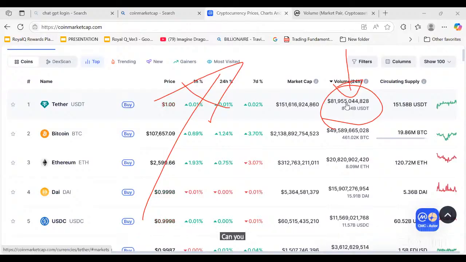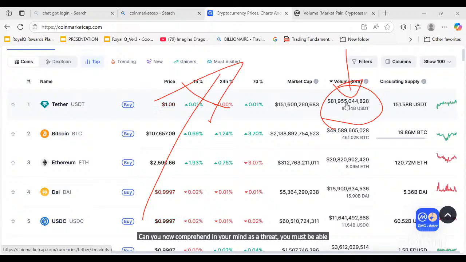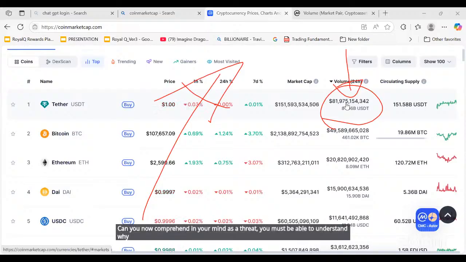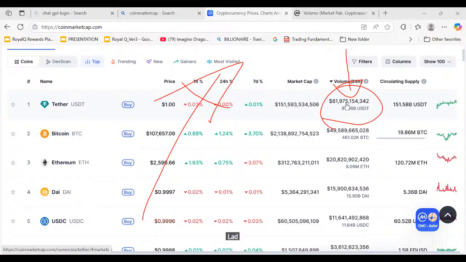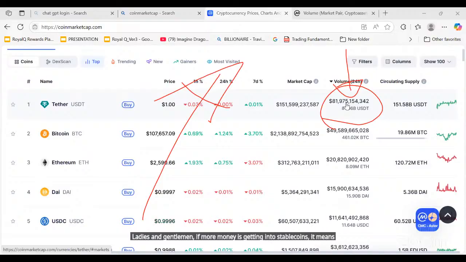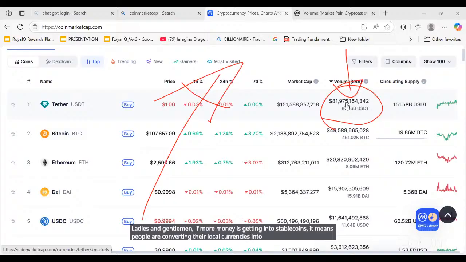Can you now comprehend in your mind? As a trader, you must be able to understand why prices are going up. Ladies and gentlemen, if more money is getting into stable coins, it means people are converting their local currencies into USDT to participate in the financial markets. Am I speaking to somebody?